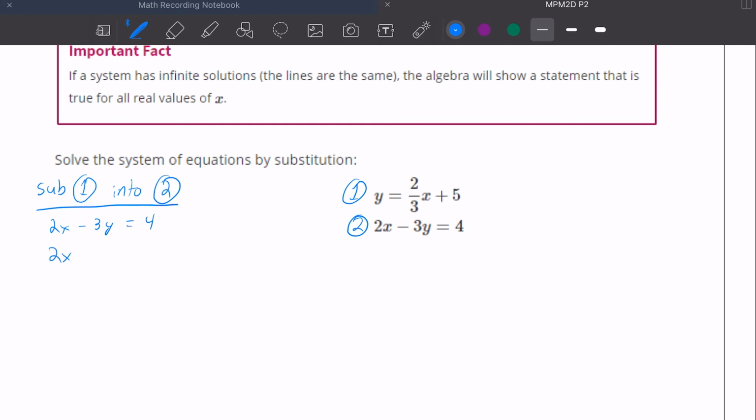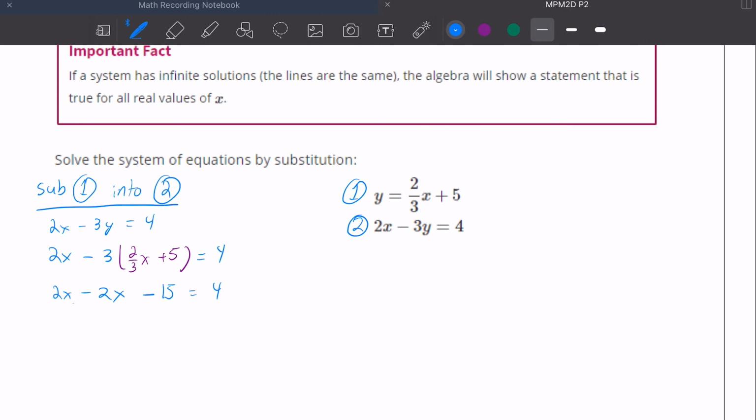We're going to do 2x minus 3. And now we're going to put in this variable, which is 2 over 3x plus 5 and bracket. And this still equals 4. So we expand out the bracket. 3 times 2 over 3x. Those 3's cancel each other out, leaving us with negative x. Minus 15, because 3 times 5 equals 15, equals 4. Going to notice 2x minus 2x equals 0x.